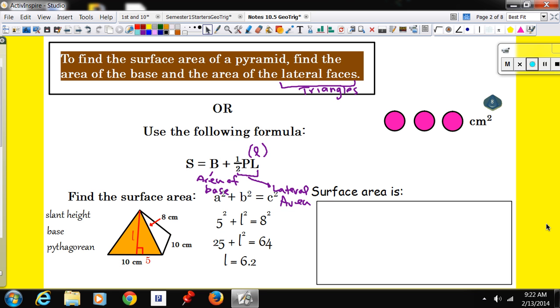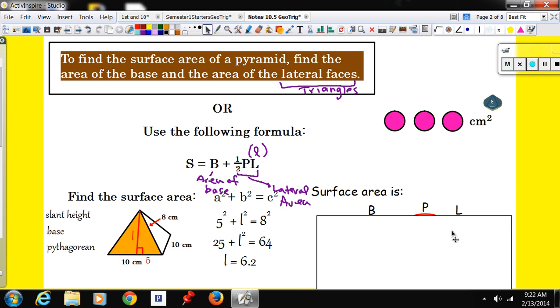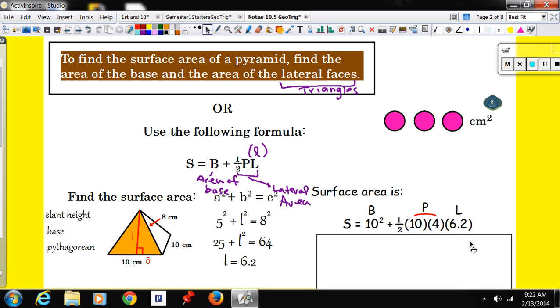This formula right here, we want the surface area, which is B plus 1/2 PL. So you rewrite the formula. I would always do that. I didn't actually on this one, but I would rewrite the formula. And then you start to plug in the pieces. The B is the area of my base. So that would be 10 times 10, which is 10 squared.